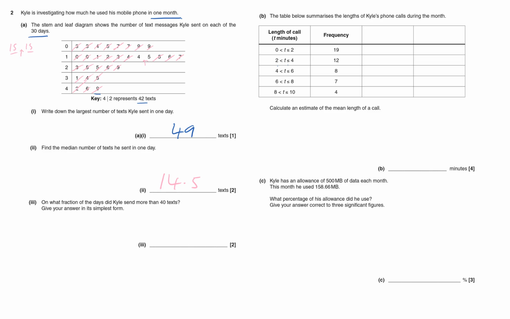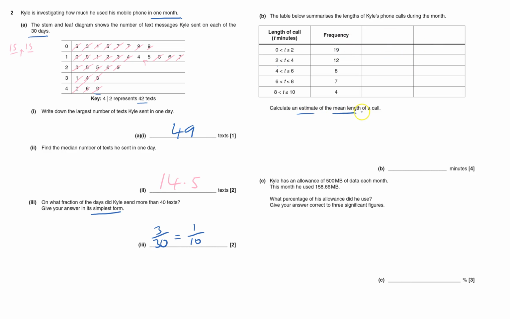What fraction of days did he send more than 40 texts? 1, 2, 3 days out of 30. That's a fraction, but it says give your answers in the simplest form. You'd lose 1 mark if you just left it at 3/30ths. It is 1/10. And now we've got some things about his phone calls during the month: length of call and frequency. He's got a couple of other columns for us to use.